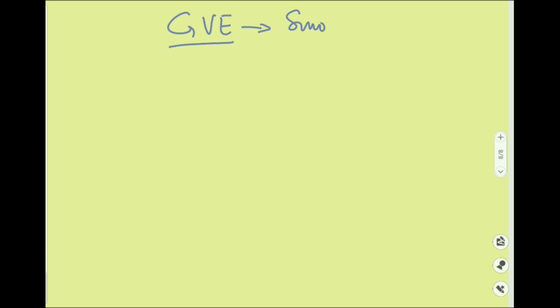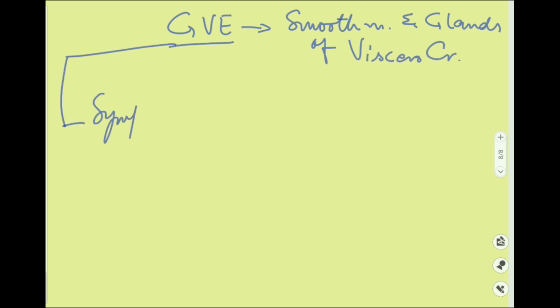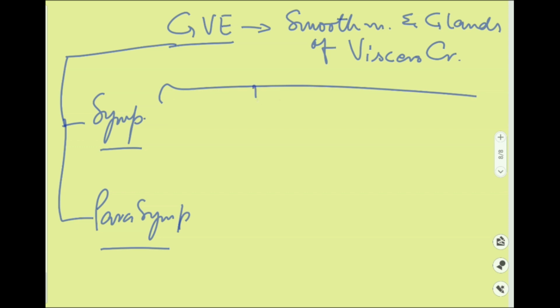Now, third efferent component is general visceral efferent, which supplies all the smooth muscles and glands of the viscerocranium. General visceral efferent has sympathetic division and parasympathetic division. Each has got two neurons, preganglionic neuron and a postganglionic neuron.